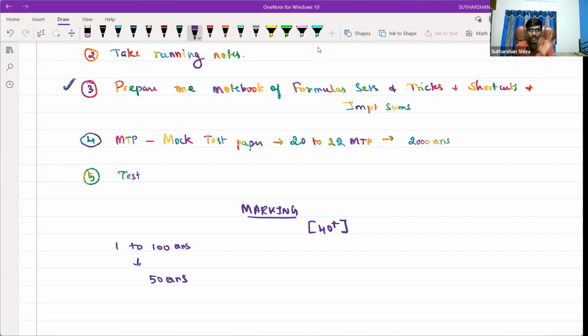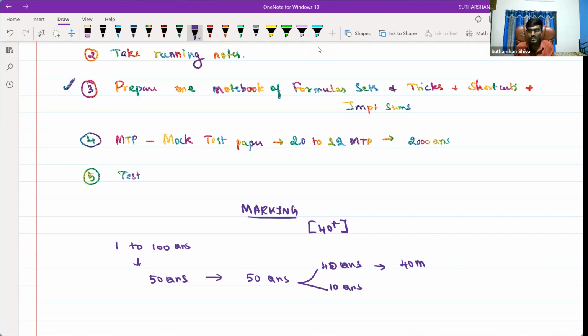Exactly 50 questions is all you are able to attend in those 2 hours, so in those 2 hours you will only be able to score 50. In the 50 questions, I will bifurcate this: 40 questions are correct and 10 questions are wrong. For the 40 correct answers, they will provide 40 marks.